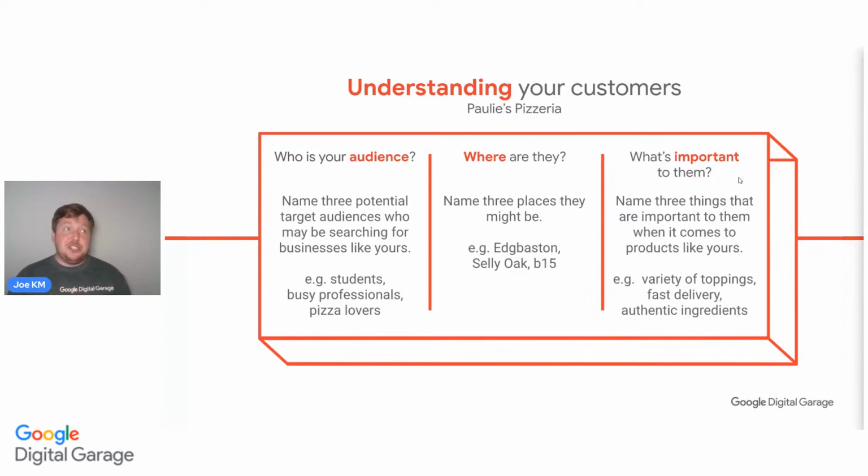I was a student once. When the student loan came in, I was rich for like a month. I was just like, boom, pizza out, why not? And then you get to the end of your student loan and you're very frugal for a few months. But the thing is, if you're based in a student area, this is a perfect example of an audience that you want to regularly come to your pizza place.